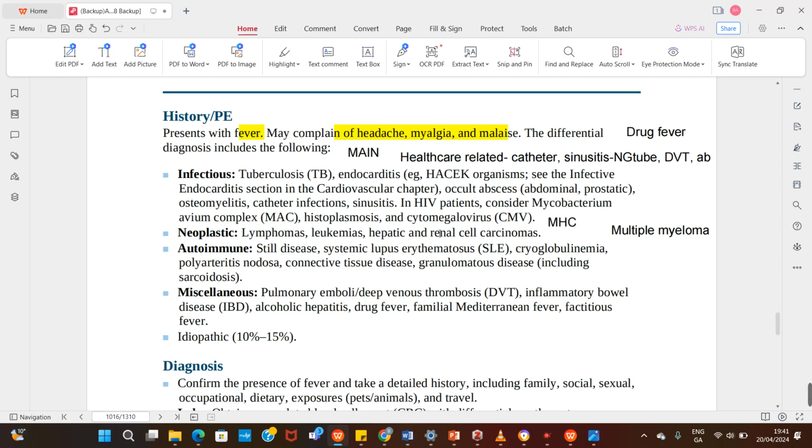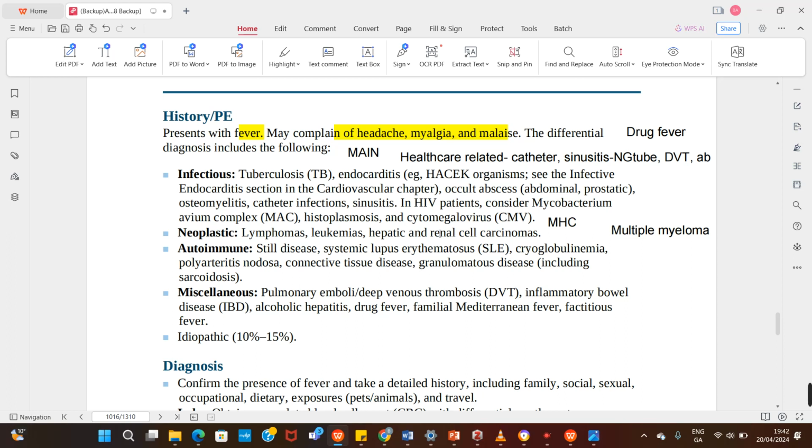It's a lot. So multiple myeloma, liver, kidney, blood cancers, neoplastic. Infectious, think about the latent infection, tuberculosis, think about endocarditis, think about infection related to HIV, the MAC, Mycobacterium avium, histoplasmosis, CMV, right? Think about an abscess somewhere that is hiding. Is this person in the hospital? Is he on a catheter, UTI? Is he on an NG tube, sinusitis?